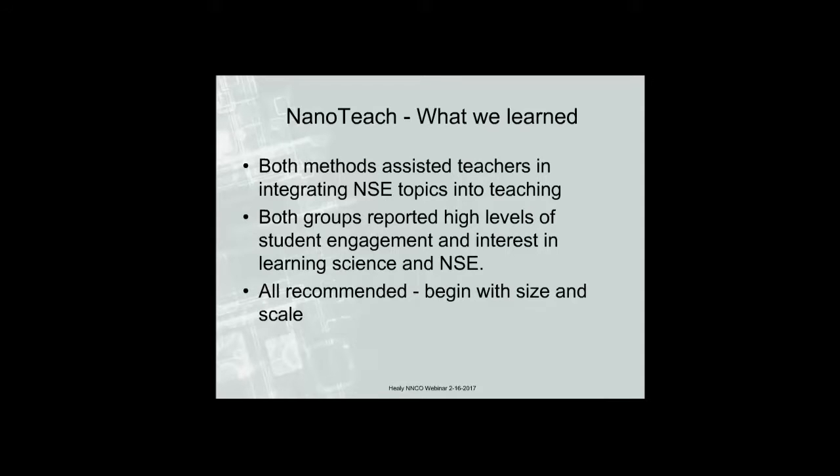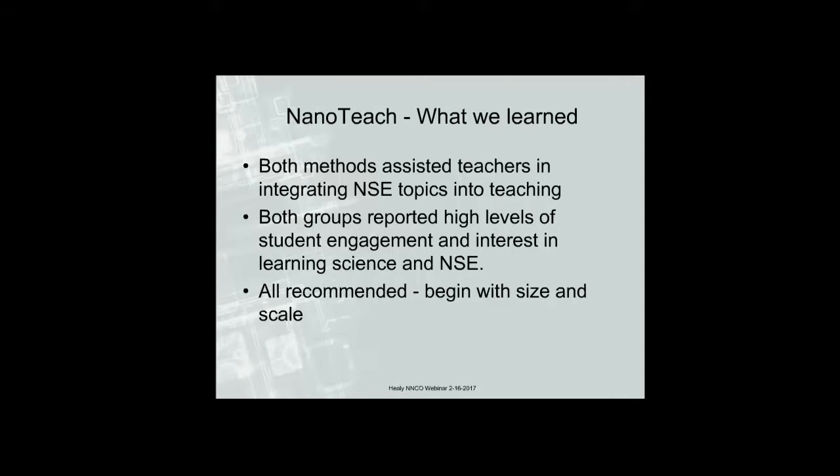What we learned is that both methods assisted teachers in integrating these topics. Both groups, and this is very important, reported high levels of student engagement and interest in learning science in nanoscale science and engineering. I will say that those teachers that were in the face-to-face had a much easier time learning the concepts and learning how to enter it into their curriculum. I think there was some struggling with the self-paced group.